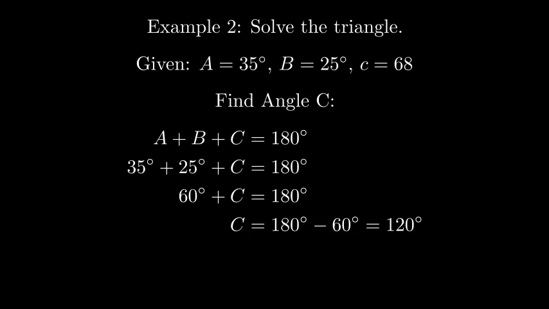Now we have a complete pair, side C and its opposite angle C. We can use this to find the other sides. Let's find side A. We set up the proportion.